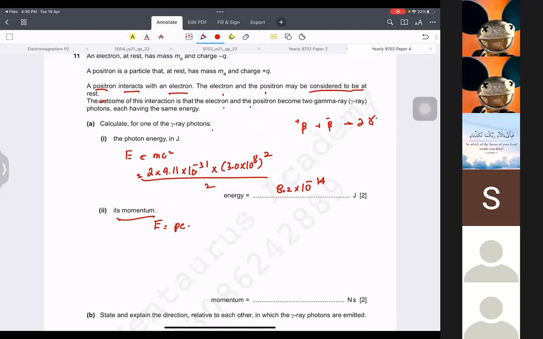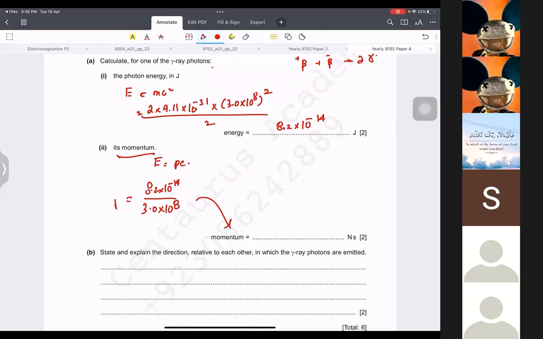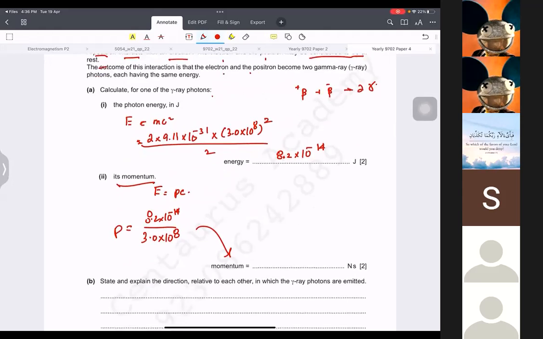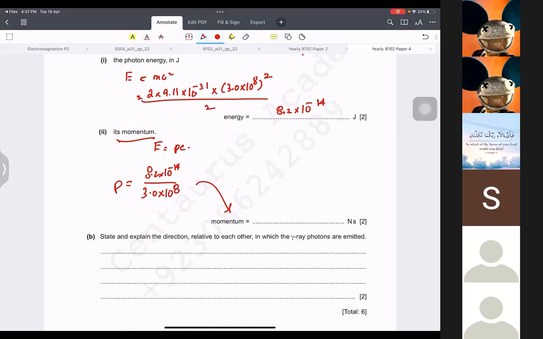Okay, energy is momentum times the speed of light, if you don't know. So energy is given already, and we can divide by c. And what do you get? Momentum. So 2.7 times 10 to the power negative 22.